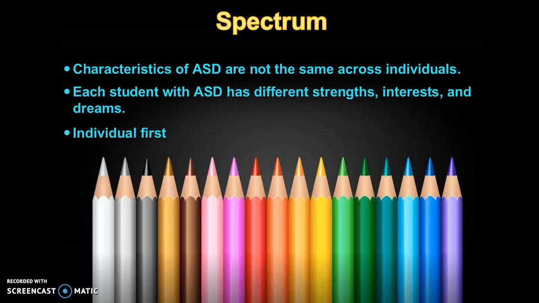It is important to note that autism is a spectrum, and the characteristics of ASD are not the same across individuals. Each student with ASD has different strengths, interests, and dreams. It is said that if you have ever met one person with autism, you've met one person with autism. It is important for us to understand and identify the characteristics of ASD and the characteristics of the disability, but we must keep in mind that the individual comes first.